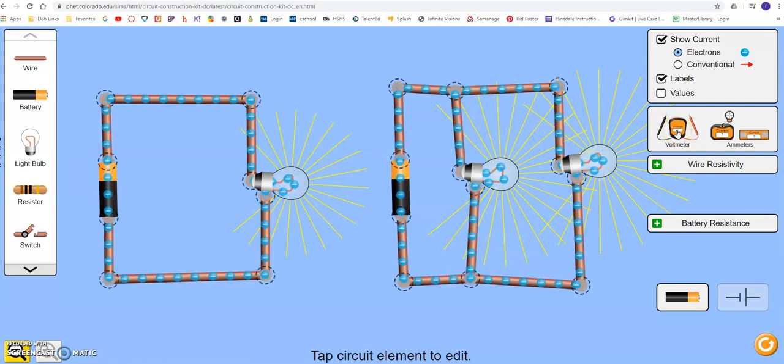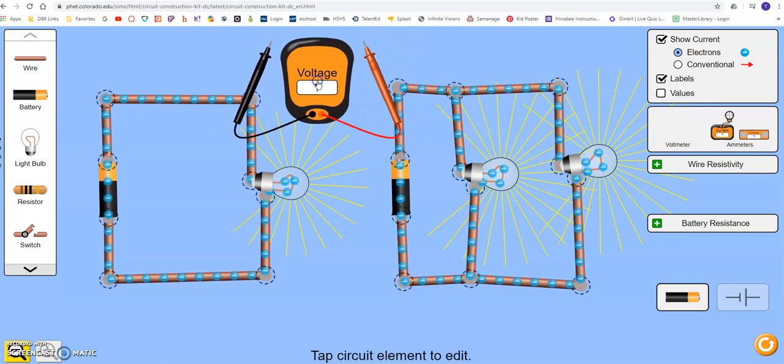So I'll start off with using a voltmeter, which is basically the same thing as our multimeters in class, and trying to figure out the voltage across certain objects. Now, we discussed before what voltage is. It's kind of like the energy of a battery, or the energy of something to push electrons through a circuit.